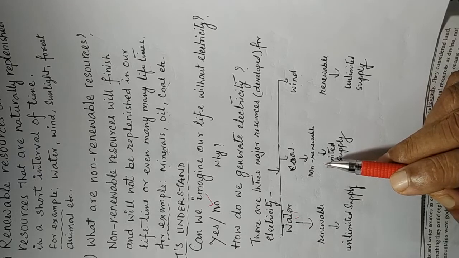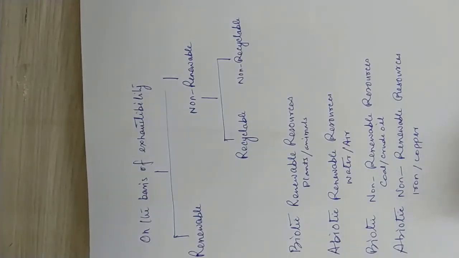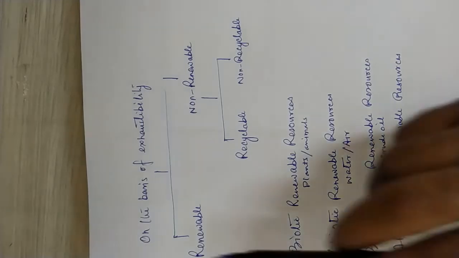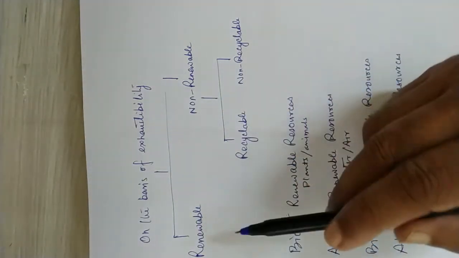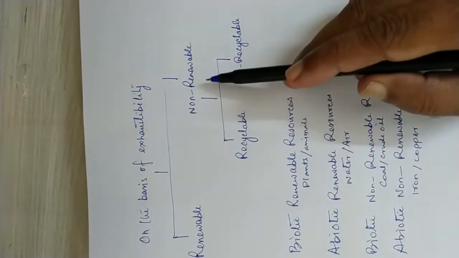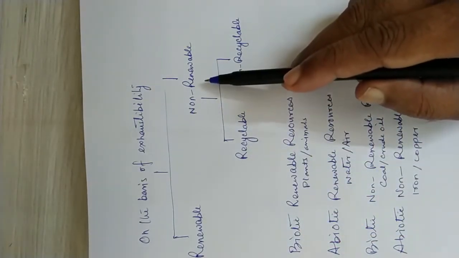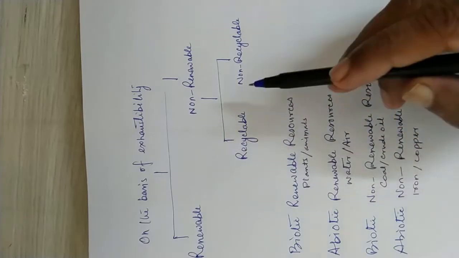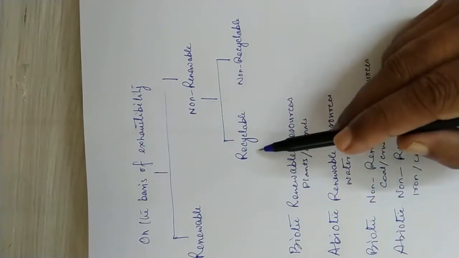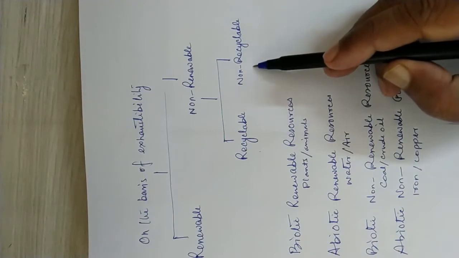It will take millions of years to replenish or be renewed. So now there is a time for a test. But before the test, I would like to explain a few more points. Students, you understood that on the basis of exhaustibility or availability, we divide the resources into two groups, renewable and non-renewable resources. I have already explained about them, but non-renewable resources can further be divided as recyclable and non-recyclable.